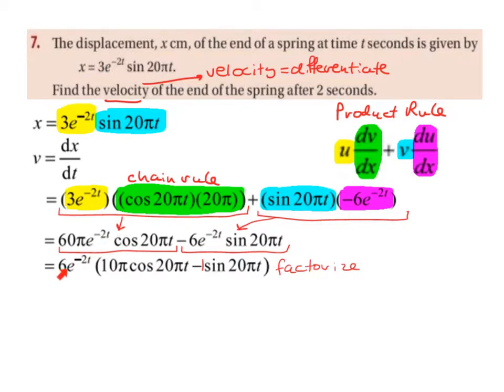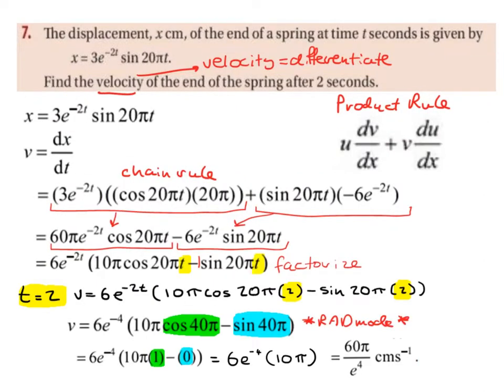Then 6 e to the power minus 2t into minus 6 e to the power of minus 2t is minus 1. And then we just stick on the sine 20 pi t. And again, you can check by multiplying out. So 6 e to the power of minus 2t multiplied by minus 1 is minus 6 e to the power of minus 2t. And then we stick on the sine 20 pi t. Okay, so we have differentiated. We found the velocity. It is 6e to the power of minus 2t times 10 pi cos 20 pi t minus 1 sine 20 pi t.